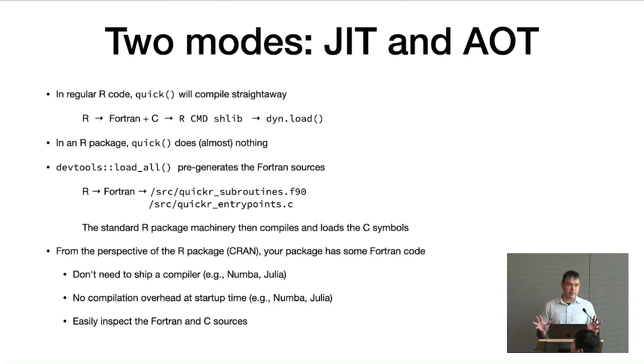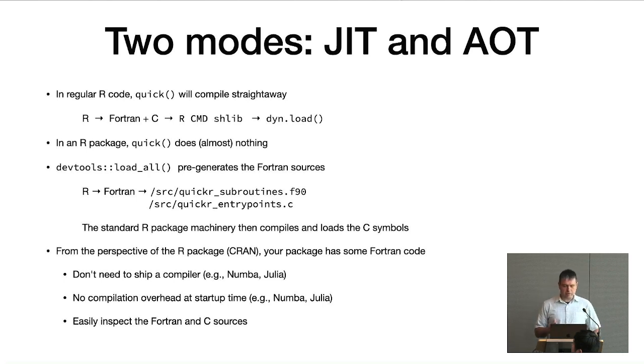It's hands-off after that point because the R package machinery already knows what to do with an F90 file and a C file. So from the perspective of the R package machinery or external reviewers like CRAN, your package just has some Fortran code in it. It's not doing any kind of runtime compilation. And so this overall design, I think, sidesteps a lot of issues that you might have with other approaches to building a compiler or a runtime compiler.